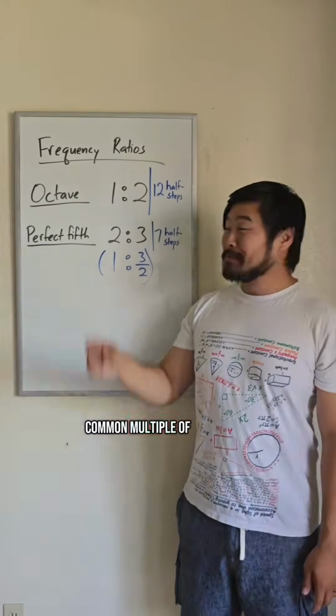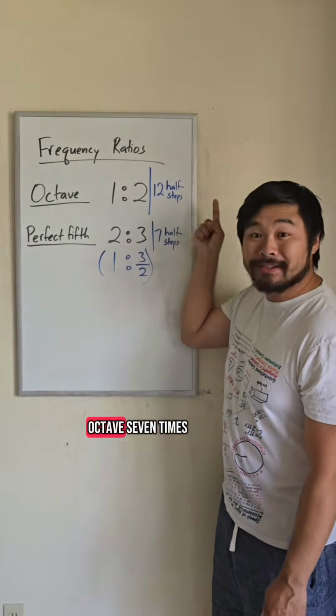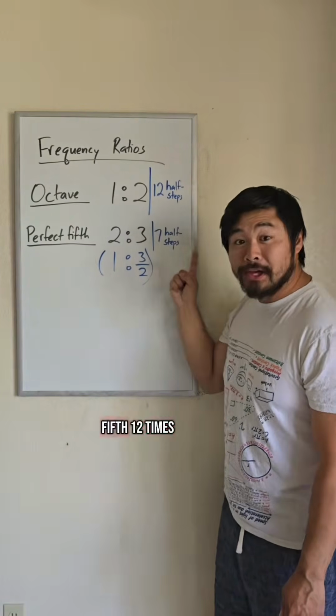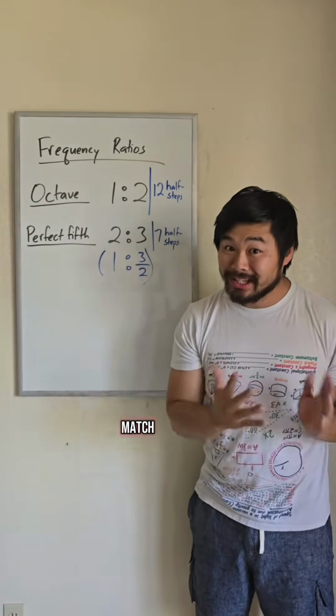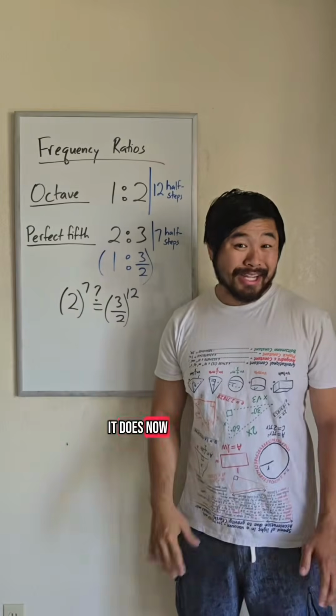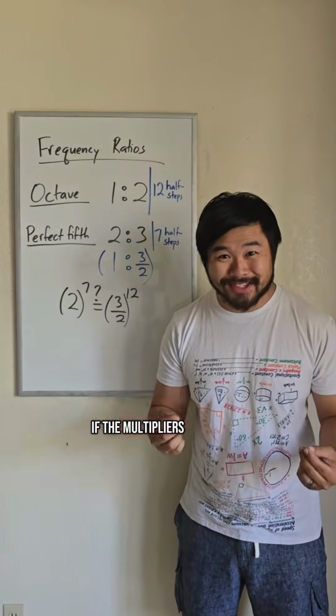Now, the least common multiple of 12 and 7 is 84. So if I go up an octave 7 times, or a perfect fifth 12 times from the same note, that frequency should match. Let's see if it does. Now, it doesn't matter what the original frequency is. We just care if the multipliers are the same.